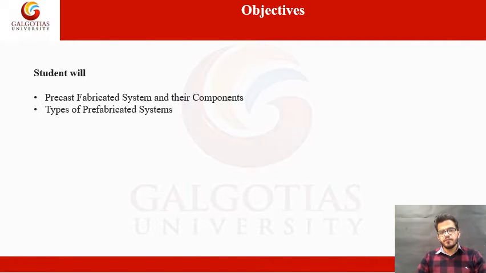So the objectives of this lecture are pretty much clear. A student will be understanding the different prefabricated systems and their components. And secondly, there are various types of prefabricated systems available in India as well. So the student will be aware of these two objectives at the end of this lecture.